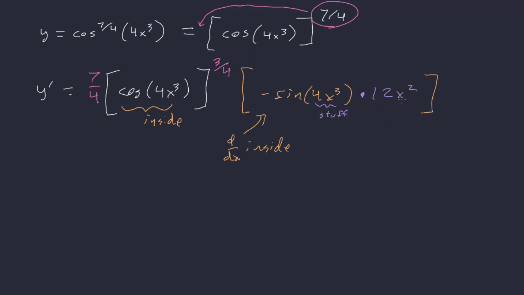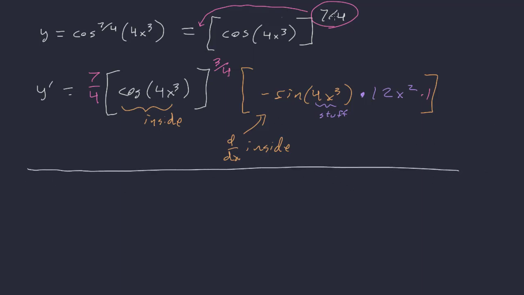Right, and then if I try to go in one more time, so the derivative of 4 something cubed will be 12 something squared times the derivative of that something, or the derivative of x is 1. So that's when you know you're done going, when that last piece ends up having a derivative of 1.